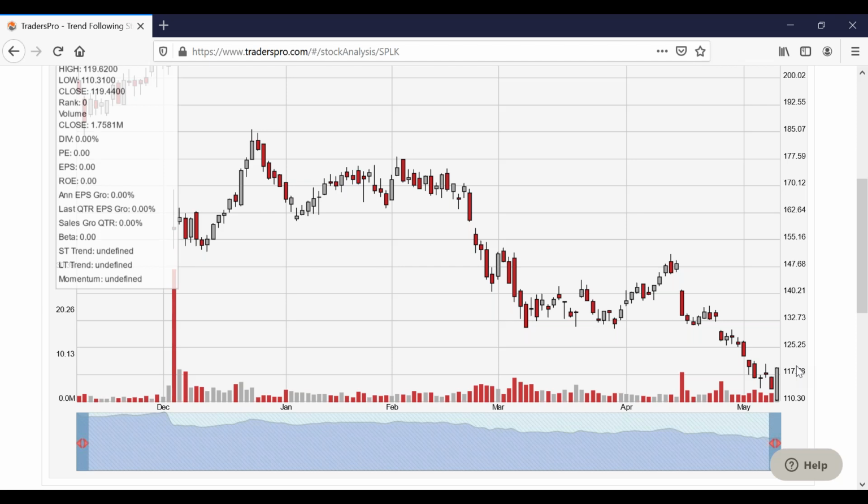Now, does this mean that Splunk is going to go all the way back up here to $200? No, that's not what that candle is saying. All that candle is saying is that it's a bullish reversal. Maybe it goes up for a couple of days. Maybe it just rallies up into this support area right here and then rolls over and goes lower again.